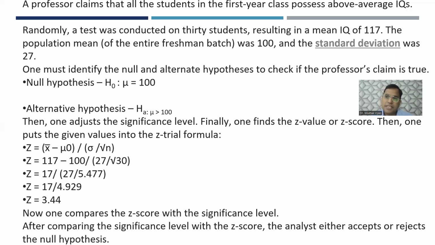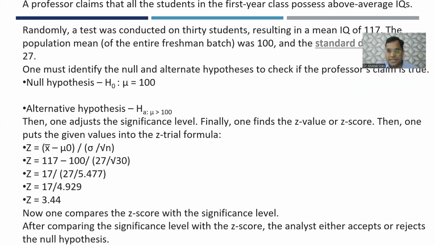Now if the table value of Z is 1.96 at 95% confidence level, so we can say that H0 will be rejected because the table value is very less, calculated value is high. So after comparing significance level with the Z score, the analyst either accepts or rejects the null hypothesis. So this is the example of Z test.